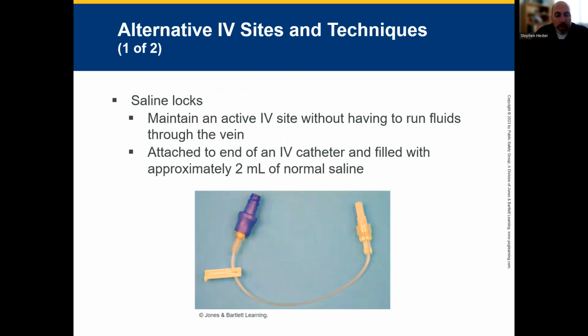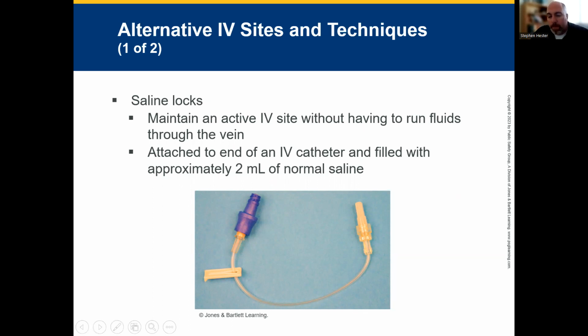Saline locks are good for your patients that may not so much need fluid resuscitation. Maybe you just need IV access for some reason, in case something happens in the future, or you want to restrict fluid administration to this patient. Saline locks are a good way to make sure you don't give that fluid accidentally.